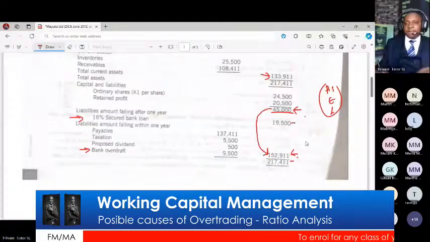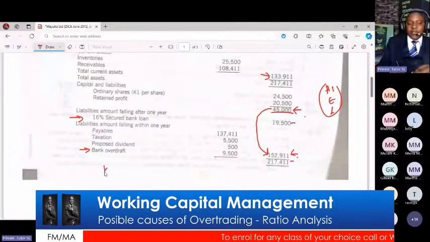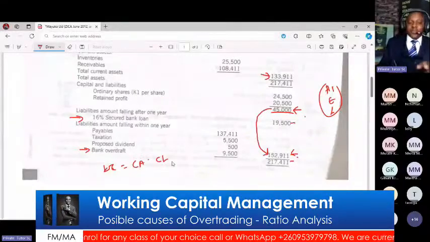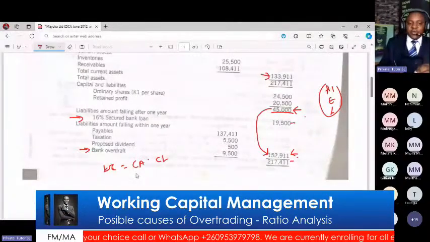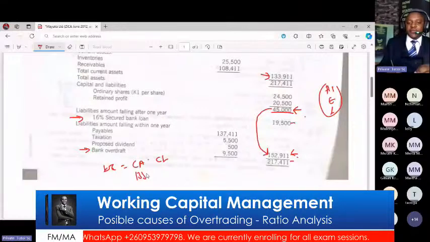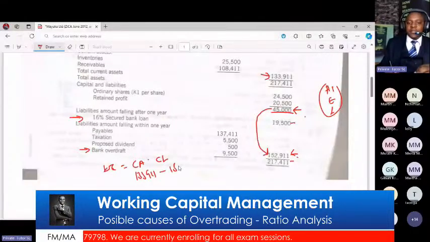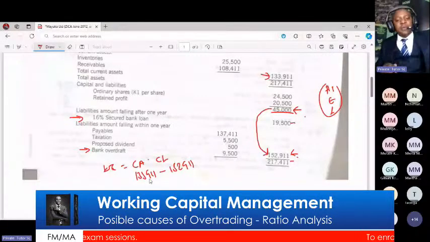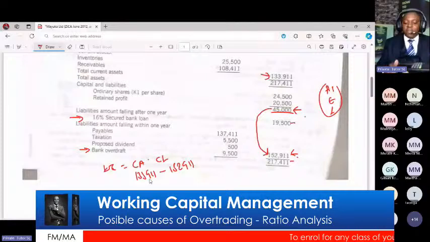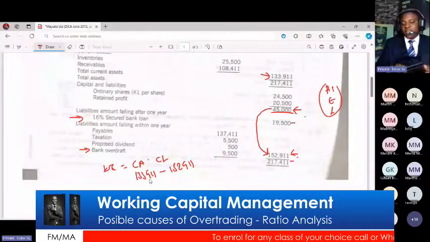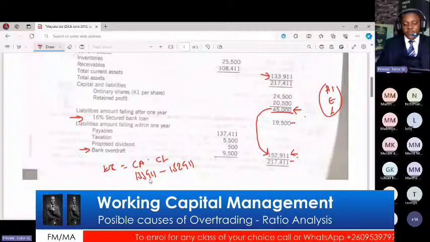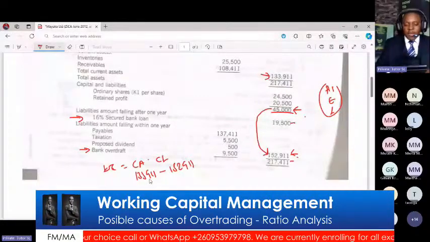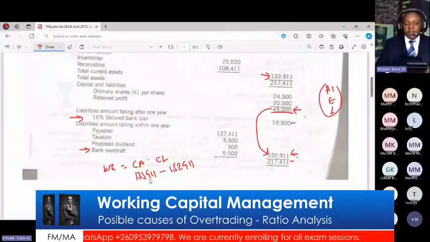They are overtrading because we define working capital as current assets minus current liabilities. If you get the current assets of 133,911 and then remove the current liabilities of 152,911, you're going to see that we have a difference. Guys, what's the difference between those two numbers? This company has got no money, they're overtrading. From just that simple working, you can tell. If you do 152,911 minus 133,911, you're going to find a 19,000 difference.